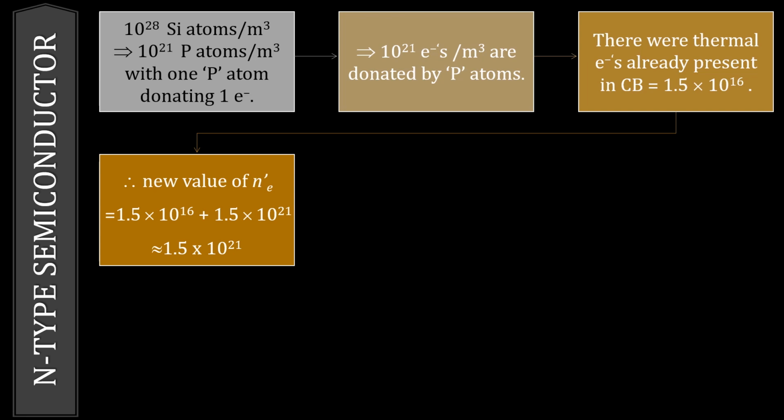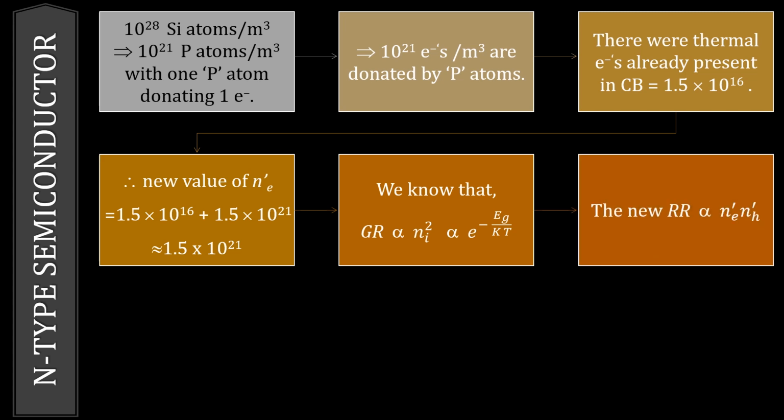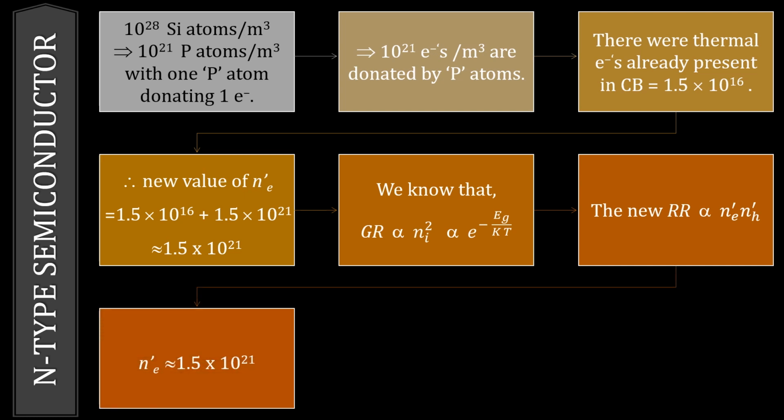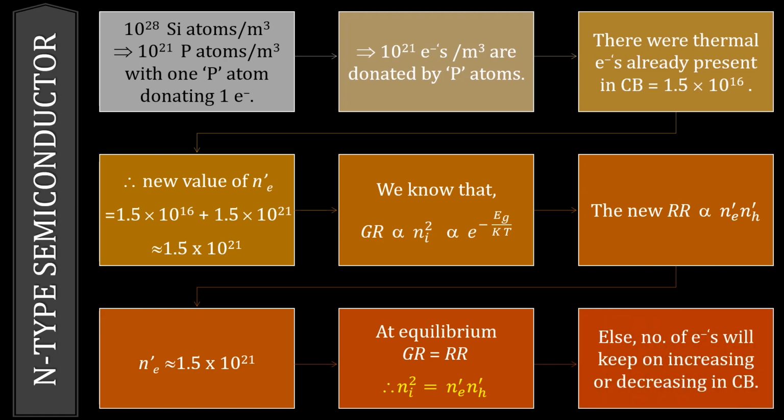At the same time, we also remember that this generation rate was proportional to Ni square. So I am saying the new recombination rate should be Ne dash into Nh dash. Why I am writing dash? Because Ne dash, which is this, has changed. At equilibrium, the generation rate and the recombination rate must be equal once again for the same reasons which I have explained earlier. Therefore, Ni square should be equal to Ne dash into Nh dash.